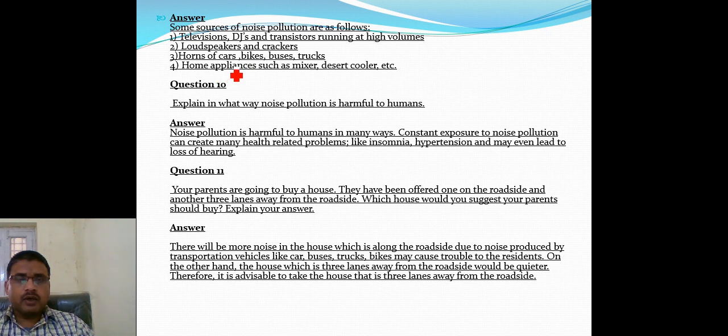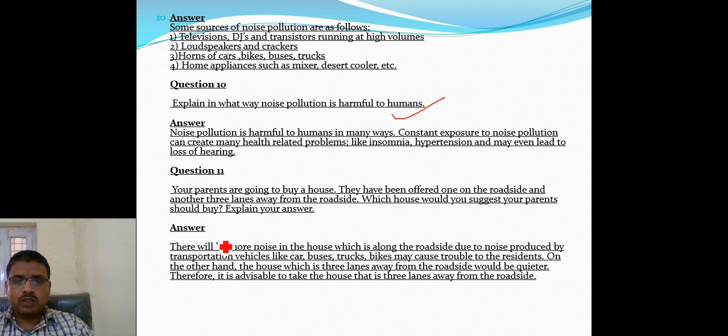Question number 9. And here question number 10. Explain in what way noise pollution is harmful to a human being. As already explained in the given slide, you can go through this slide. The answer is written here. Your parents are going to buy a house. Now this is an application based question. You go through these application based questions.